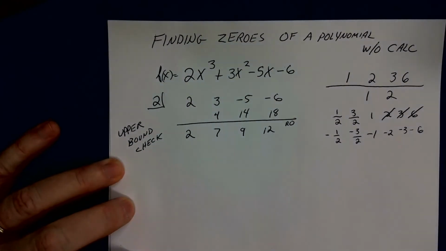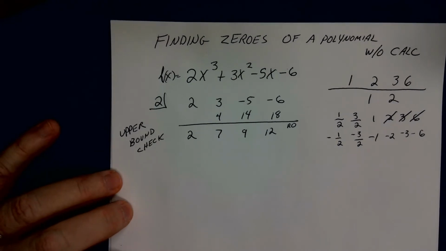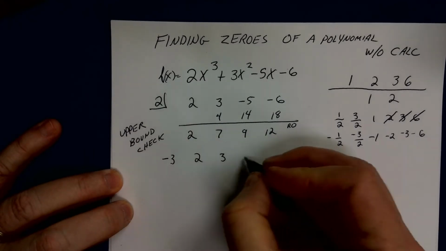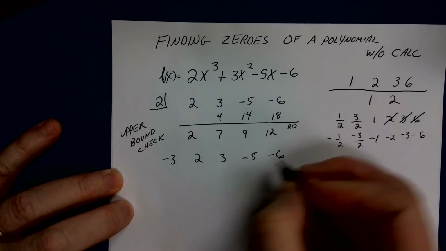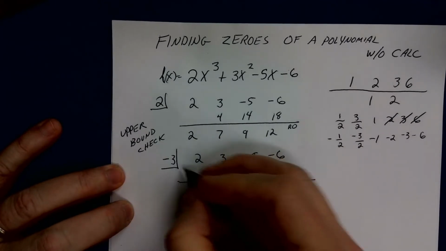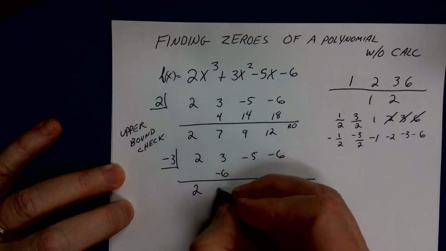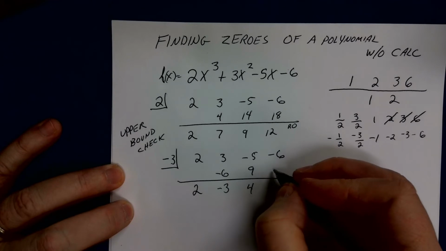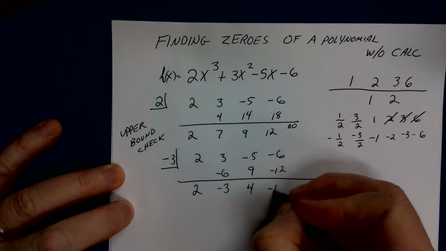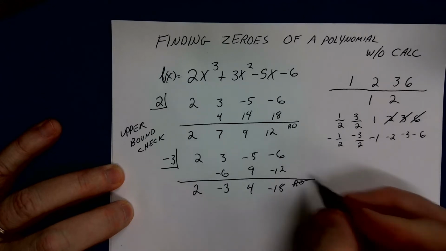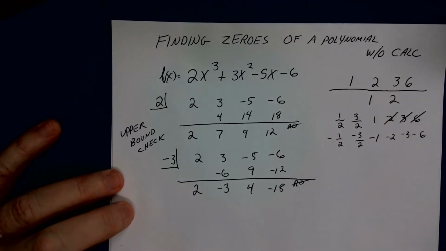Okay? So the next thing I do is I'm going to go ahead and check, say, -3. So -3, I repeat it again with the original numbers, 2, 3, -5, and -6. And drop the first number down. 2 times -3 is -6. And I add these and I get -3. That gives me 9. That gives me 4. And that gives me -12. And that gives me -18. And I go, crud. It's not a remainder of 0, just like that one wasn't a remainder of 0.